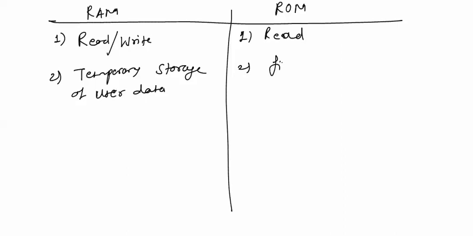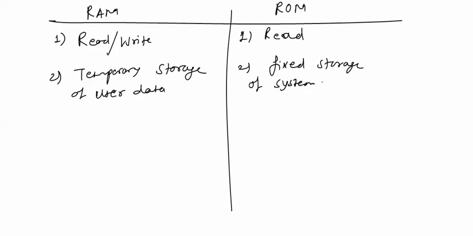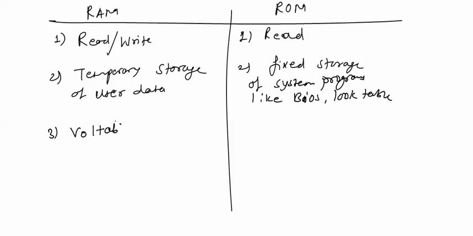while ROM is used for fixed storage of system programs like BIOS, look-up tables, etc. RAM is a volatile memory, meaning after power off, the data will be lost, while ROM is non-volatile memory. This is the difference between RAM and ROM.